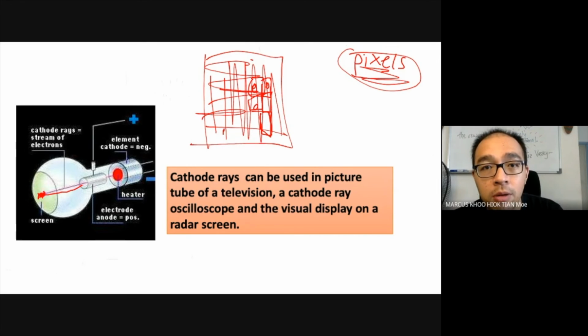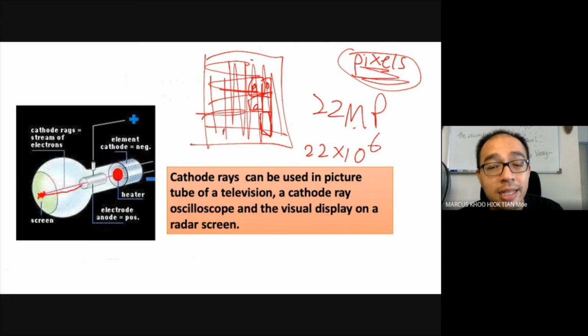So you're talking about, let's say, a fine camera, 22 megapixels. Mega is 22 times 10 to the power 6, 22 million pixels. So you're going to have at least 22 million electron beams coming towards you at the screen. I'm oversimplifying this. It's a very, very much more complicated explanation than this. But what I want you to understand is this.